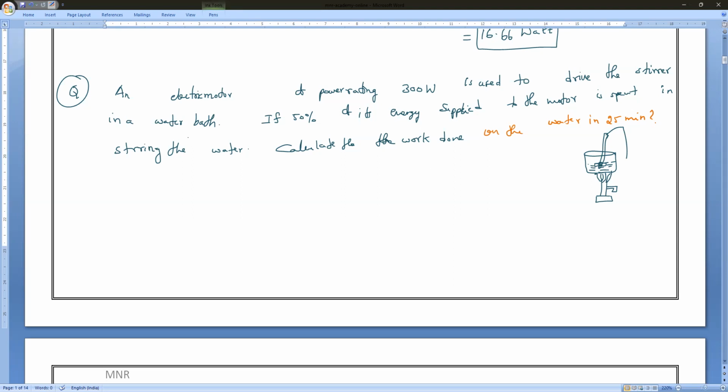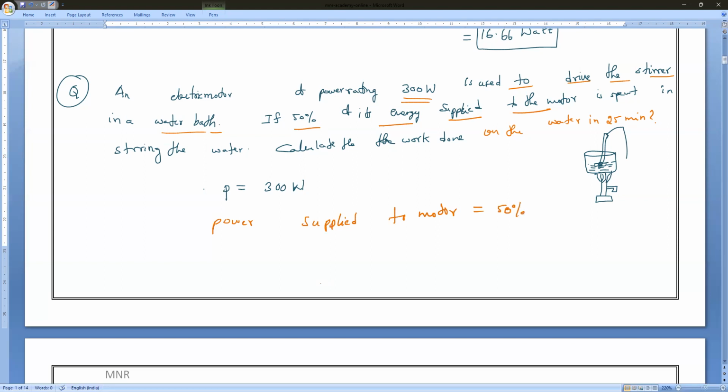So the power of the motor P, how much is it, everybody? 300 watt. Next, the power supplied to the motor is used to drive the stirrer in a water bath. Only 50% of its energy is supplied. The rated power is 300 watt, but the power we are supplying is only 50%. So the power supplied to the motor is only how much, guys?